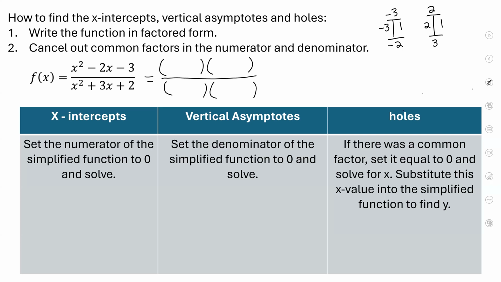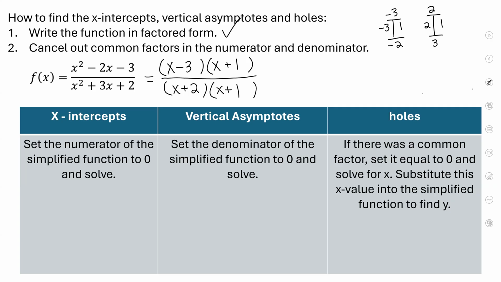All right, Trisha, what did you get for the numerator? X minus 3 and x plus 1. Perfect. Prachi, what did you get for the denominator? Sorry. X plus 2 and x plus 1. Perfect. All right, so step 1 is completed. We put it in factored form.